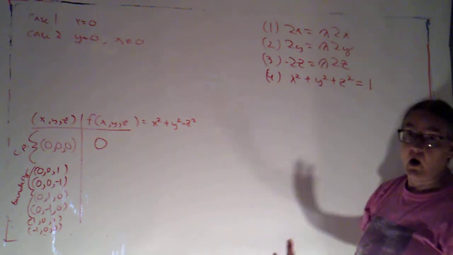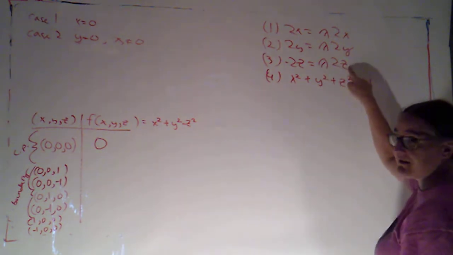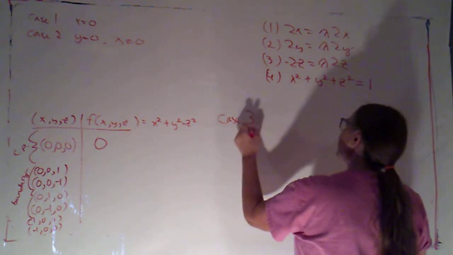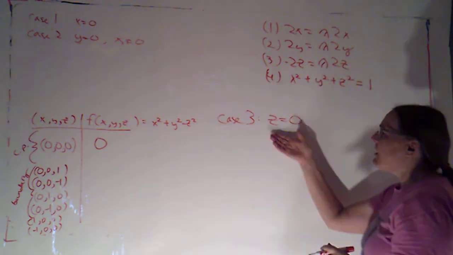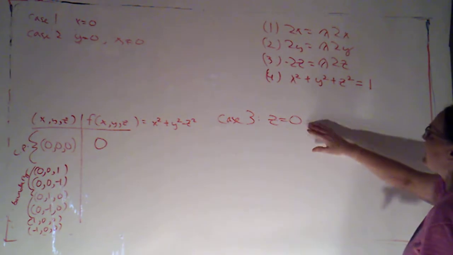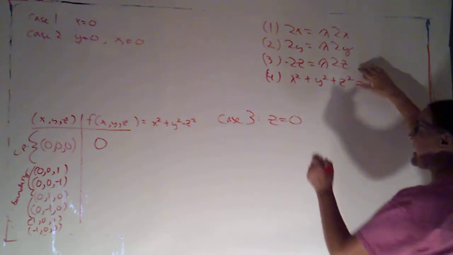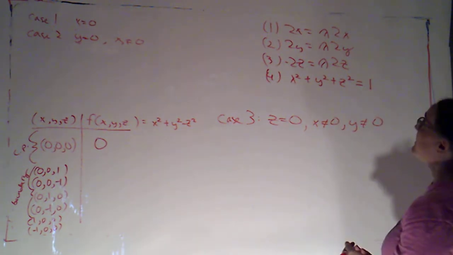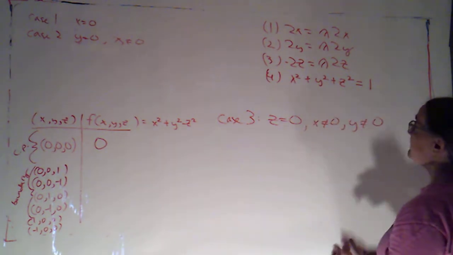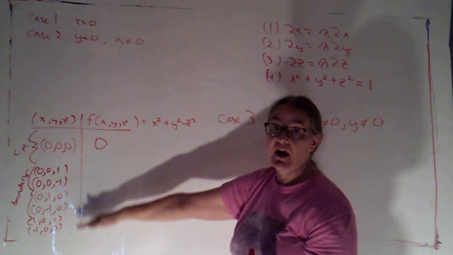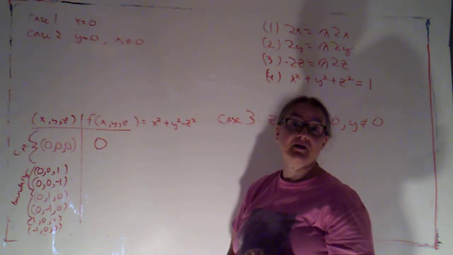Could something else go wrong? Well, if I tried to solve for lambda in this equation, something else could go wrong. Z could be 0. So case 3, z equals 0. Now, often as I'm going through my cases, I'll just write that down. But in this case, it's actually going to be helpful to say, I'm going to suppose that x isn't 0 and y also isn't 0. Okay? And that's simply because if x or y is 0, I've already got any points with x or y being 0 covered from cases 1 and 2.